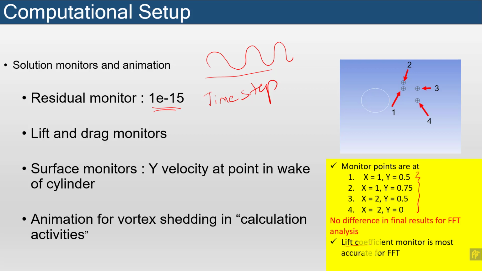Usually speaking, the lift coefficient monitor is a better indicator of the dominant frequency. This is seen from experience. So in addition to these 4 points, we will go with the lift coefficient as well for getting the dominant frequency using FFT, the fast Fourier transform. Okay. And also we are going to set up the vortex shedding animation at the beginning of the simulation. With every time step, you will get these movie frames or clips. Then at the end of the simulation, you will convert these frames into an animation file.